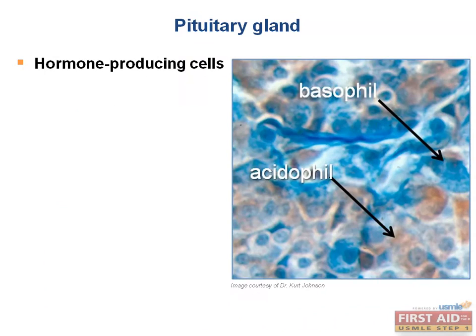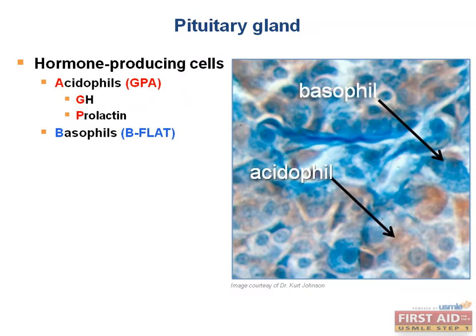Finally, the anterior pituitary is made up of 2 different cell types that produce hormones, and they are classified based on their histological staining properties. The first group are the acidophils, which stain red and produce GH and prolactin. The second group are your basophils, which stain blue, and these produce FSH, LH, ACTH, and TSH.